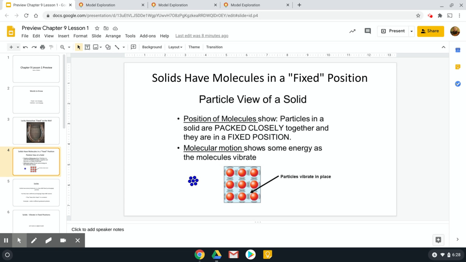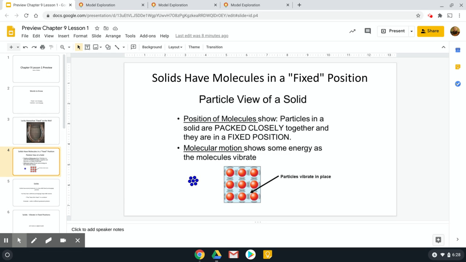All right. So in a solid, the molecules are in a fixed position, and that means that the molecules or atoms are in place and they're not really moving very much from one place to the other. They are still moving because they are vibrating in place. And if we look down here at this diagram, we can see these little motion lines showing that they're not moving around, but they are vibrating in place.